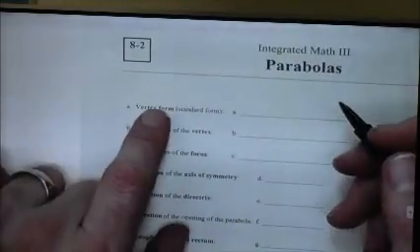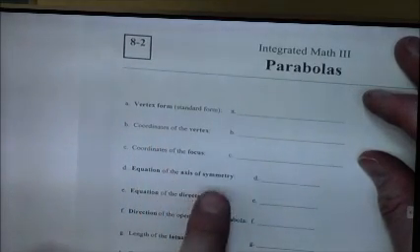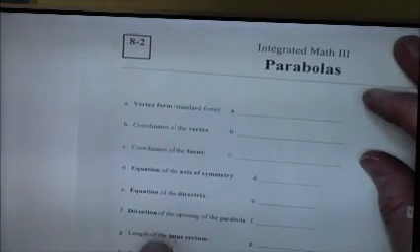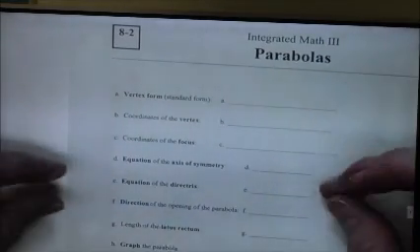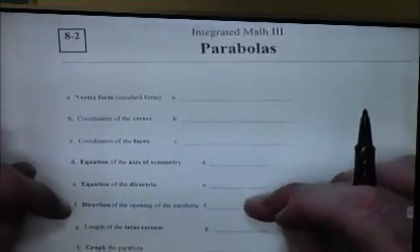We're going to be finding the vertex form. We're going to find the coordinates of the vertex, the coordinates of the focus, axis of symmetry, equation of the directrix, all those things I went through. Here is the one for the latus rectum, and in between we're going to put about the direction of where it opens. That's the easiest thing of all of these. But let's start over here first.